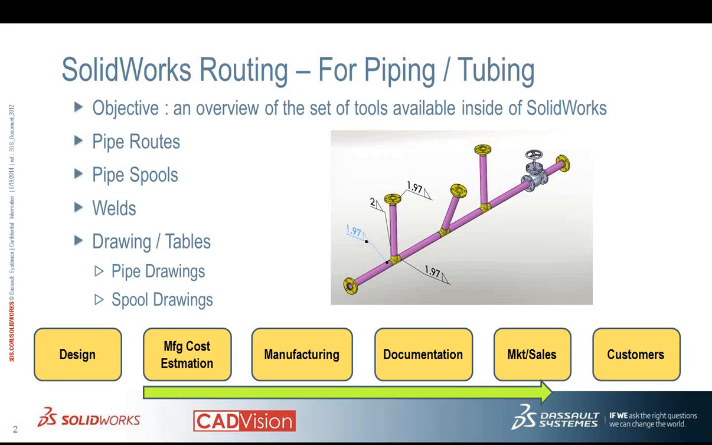A simple flow is that we create the designs. We would like to know the manufacturing cost estimations as well, and we're going to bring it into the manufacturing site. Of course, we need to document everything so that the operators or other departments are able to look at it. Then there are the marketing and sales sides, who will need this kind of information to be presented to their customers. And at the end of the day are the customers. They are the ones using your routing products.